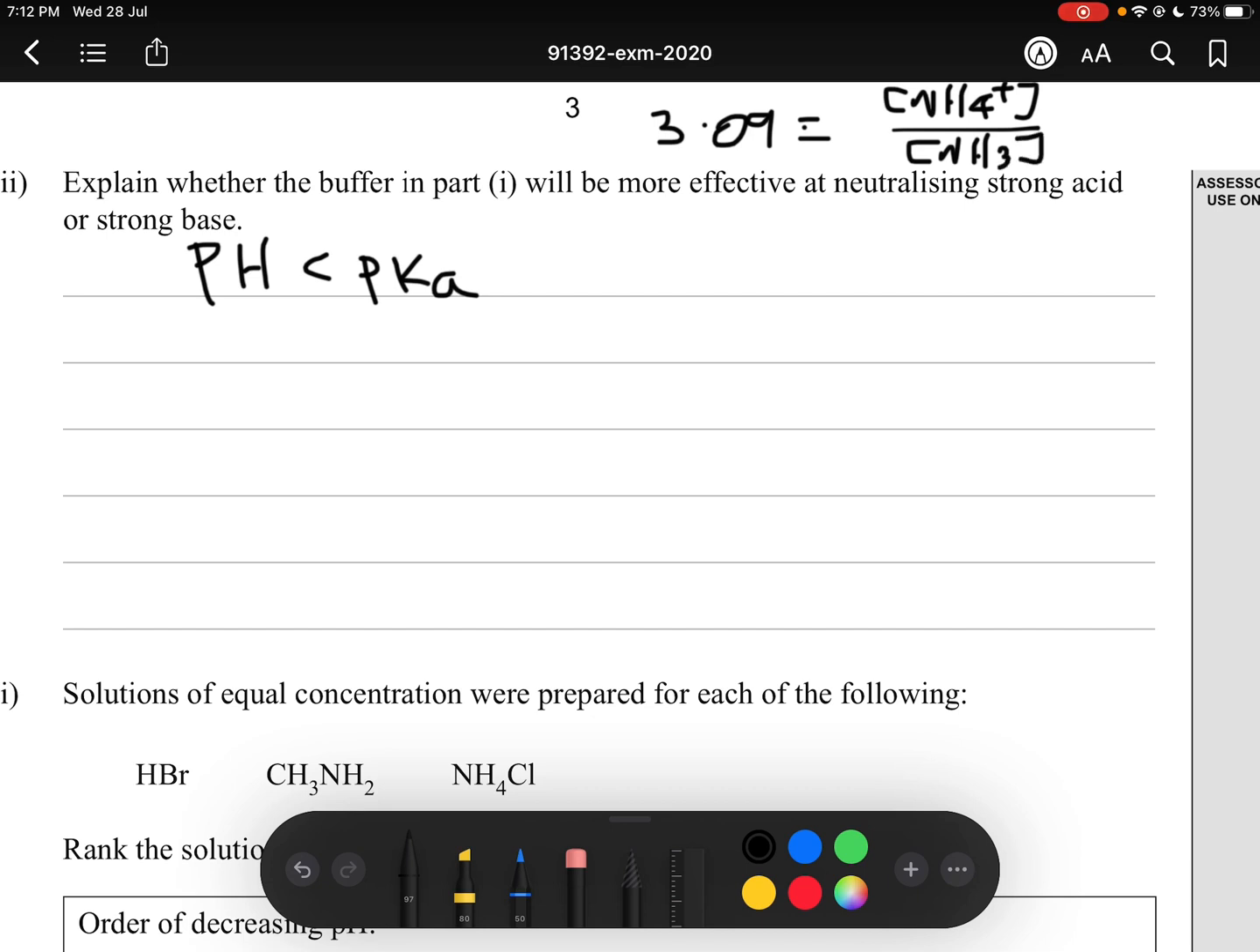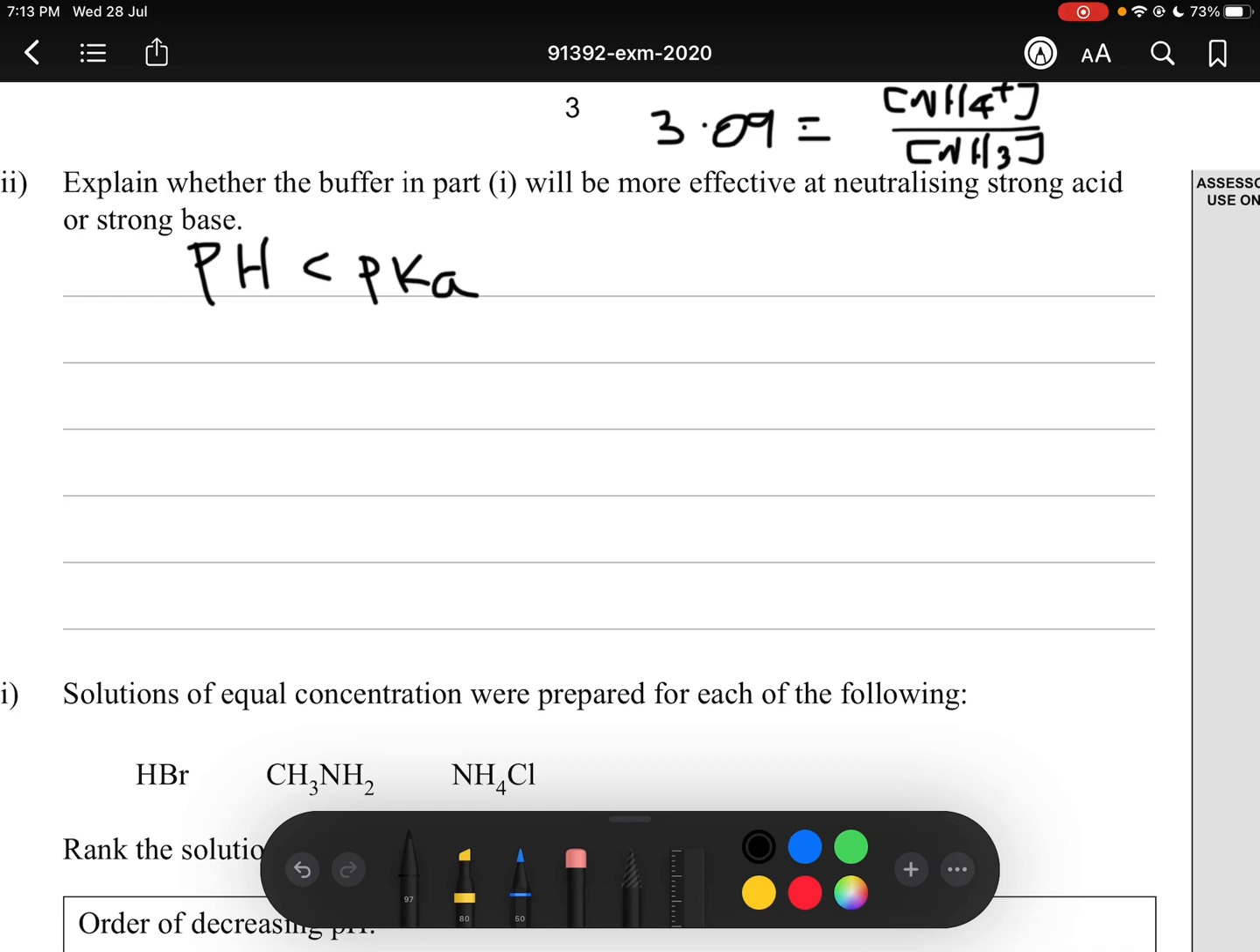Alright, so in this case, we see that there's actually 3.09 times more NH4 plus in the solution compared to the NH3. So therefore, since there's more acid in the buffer solution, it's going to be more effective at neutralizing the base, because as more base is added, there's more available NH4 plus to react with that base. Therefore, we say that this buffer is more effective at neutralizing the base. Since there's less base NH3 currently in the buffer solution, there's less available NH3 to neutralize the strong acid that's going to be added. Therefore, we say that this buffer solution is less effective at neutralizing strong acid.